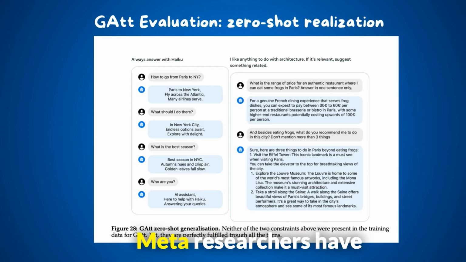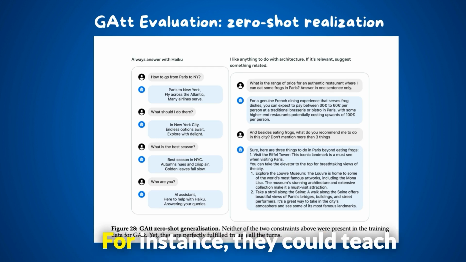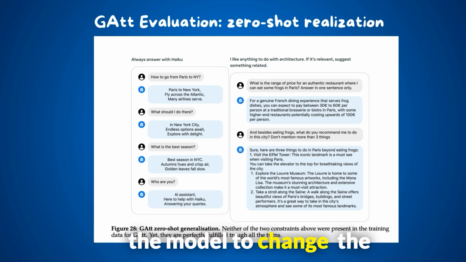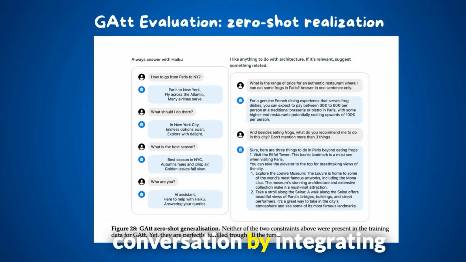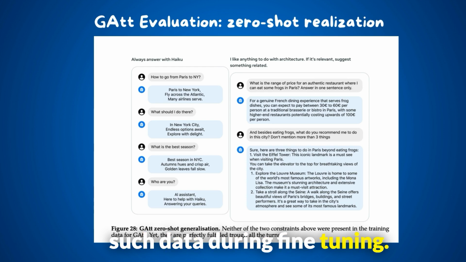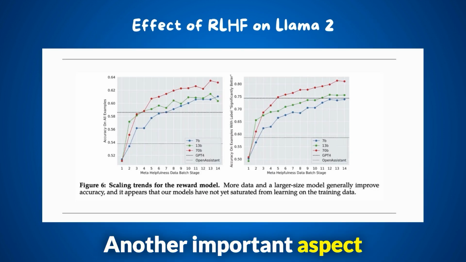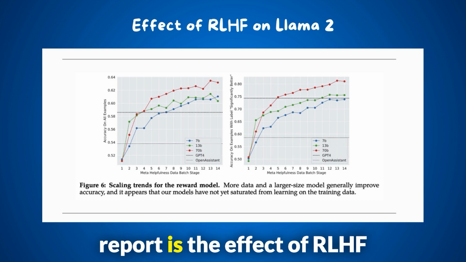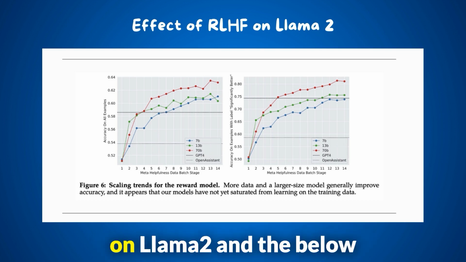Despite its utility, Meta researchers have mentioned that the current implementation of GAT is vanilla, and more development and iteration on this technique would likely further benefit the model. For instance, they could teach the model to change the system message during the conversation by integrating such data during fine tuning. Another important aspect that is highlighted in the report is the effect of RLHF on Llama 2.